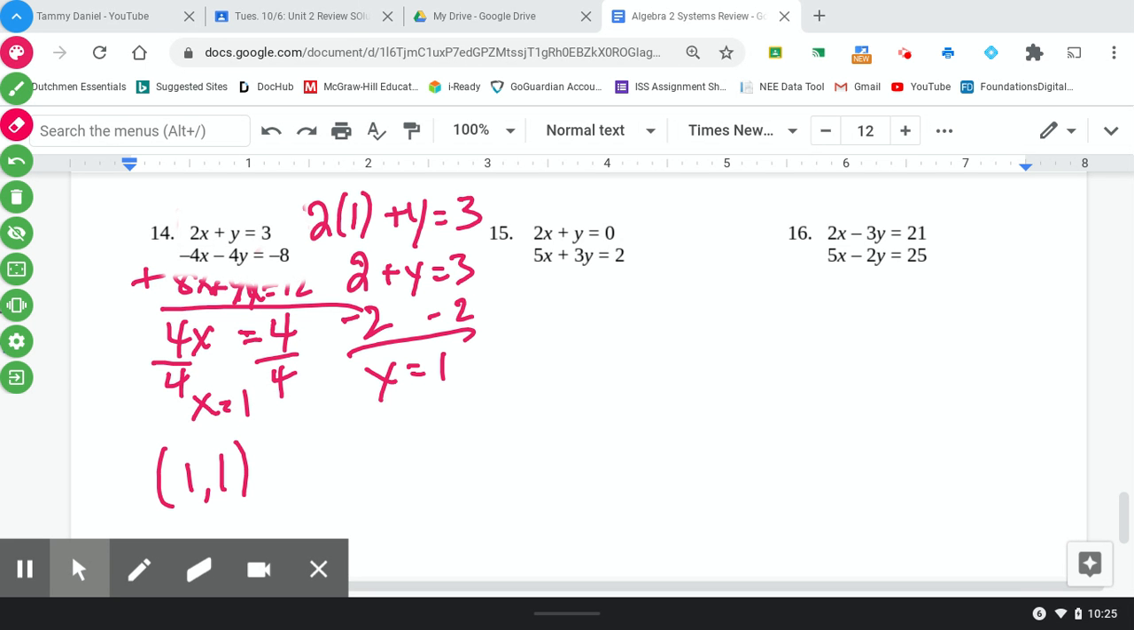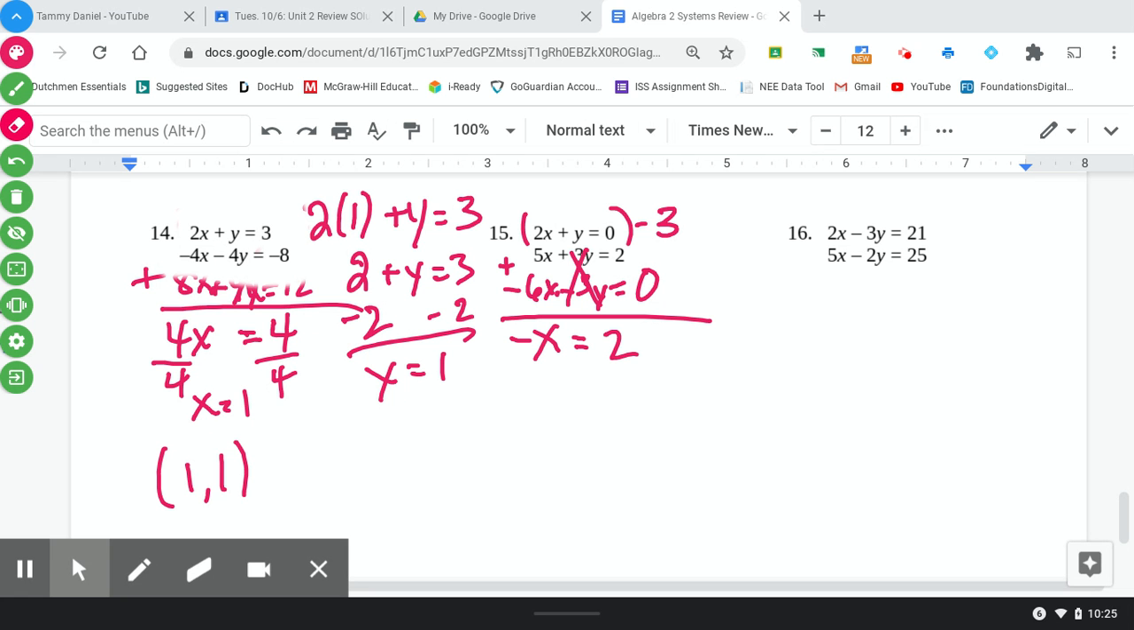All right, on number 15, we can multiply this top equation by a -3, and that would give me a -3y on top and a positive 3y on bottom. So when I do that, I get -6x minus 3y, which is what we want, equals 0, because 0 times -3 is still 0. So then we can add these two equations together. So 5x minus 6x is a -x. The 3's cancel, and then 2 plus 0 is just 2.